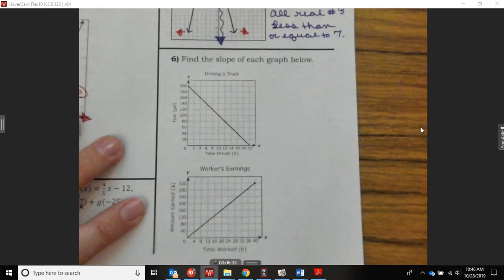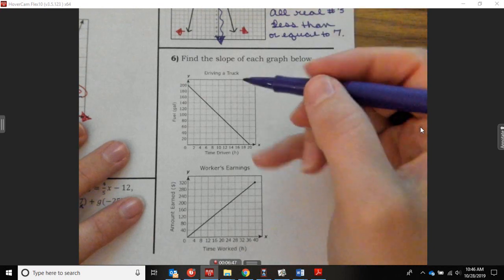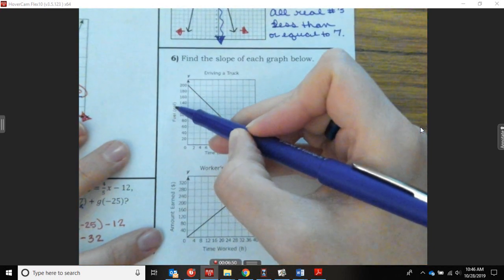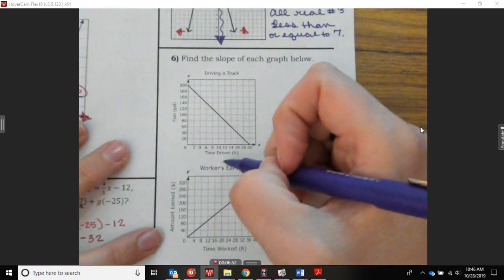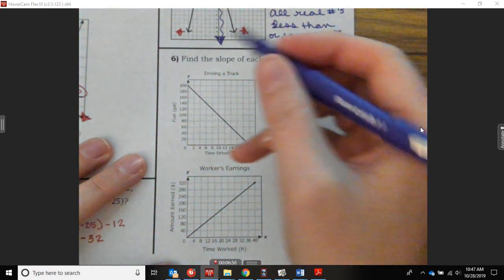Okay. All right, number 6. Find the slope of each graph below. These were actually on the quiz from Friday that I made the video over. The first one is talking about driving a truck and the fuel or gasoline over the time driven in hours. And a couple ways to find slope.